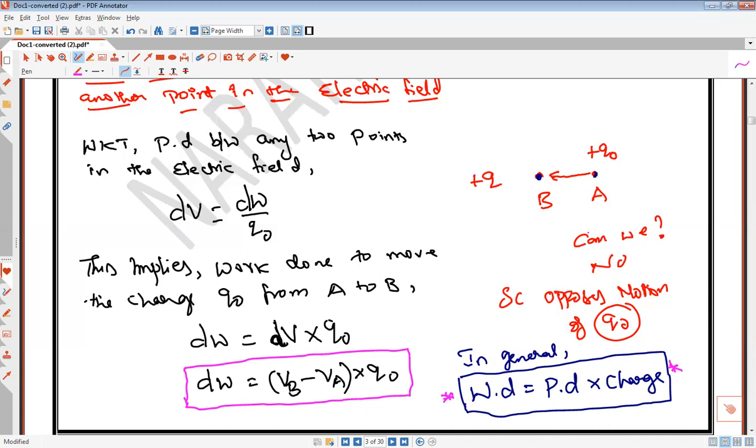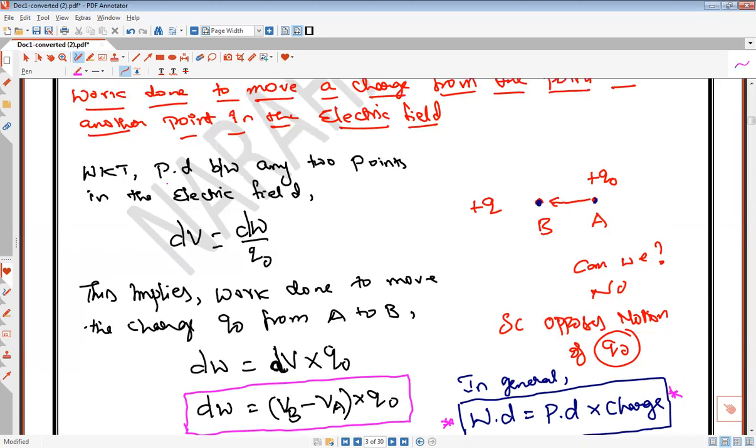So if you are asked to write a note on calculation of work done to move a charge from one point to another point in the electric field, you first write the definition of electric potential difference. Potential difference is defined as the work done to move the charge from one point to another point, dW by q naught. So this is nothing but potential difference. From this we can write dW is equal to dV into q naught.